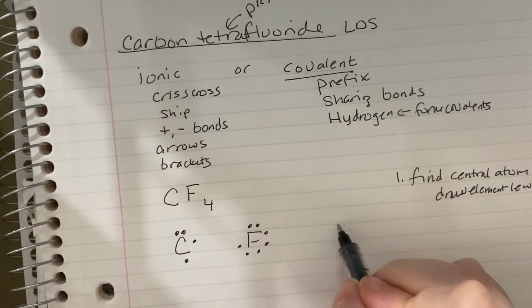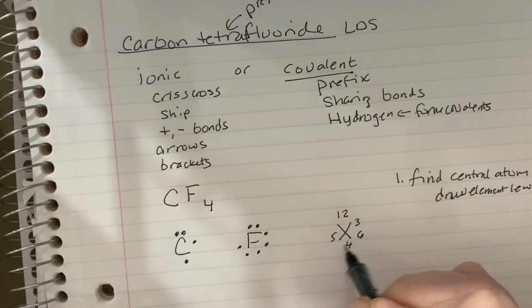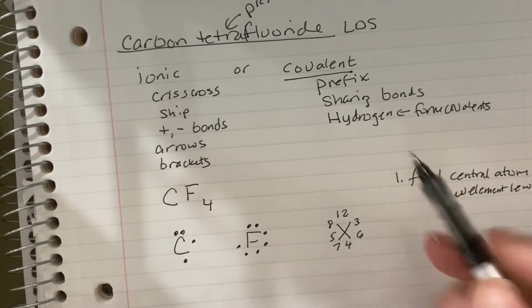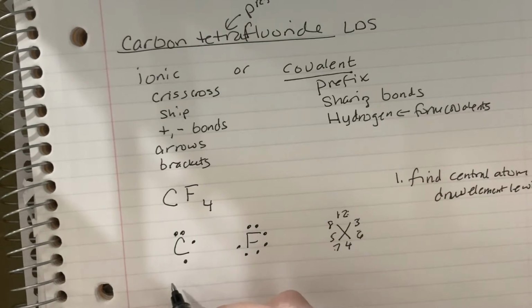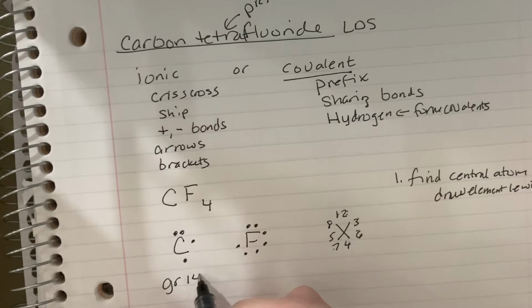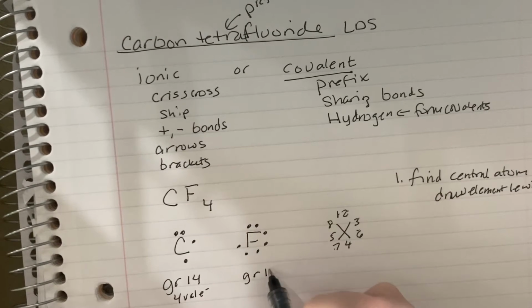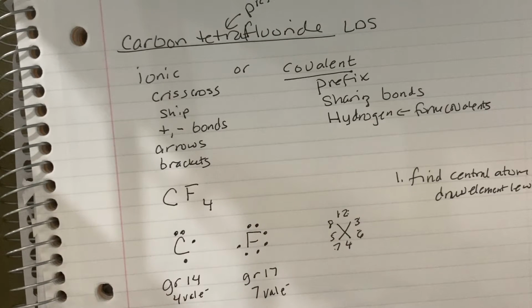If you forget how to draw the Lewis dot, remember the code is here. 1, 2, 3, 4, 5, 6, 7, 8. So carbon would fill in the first 4 spots. Fluorine would fill in the first 7. How do I know? Because carbon's in group 14, so he has 4 valence electrons. Fluorine's in group 17, so he has 7 valence electrons.